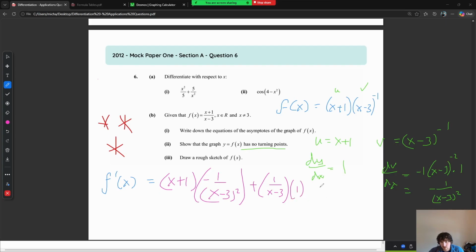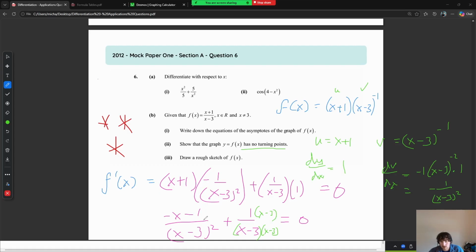Now we're going to set all this equal to 0 because we're looking for turning points. So when I tidy this up, it is a minus x minus 1 on top here, all over an x minus 3 squared, plus a 1 over x minus 3 here, and that's all equal to 0. So we can write this as a single fraction here if we multiply this one above and below by x minus 3.